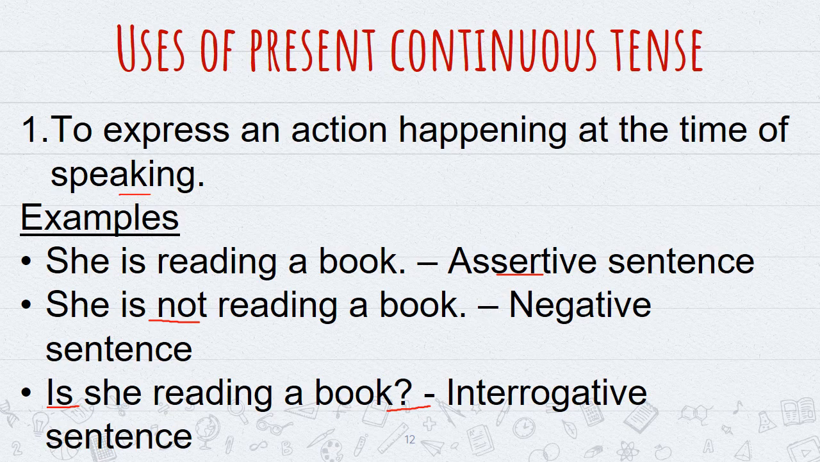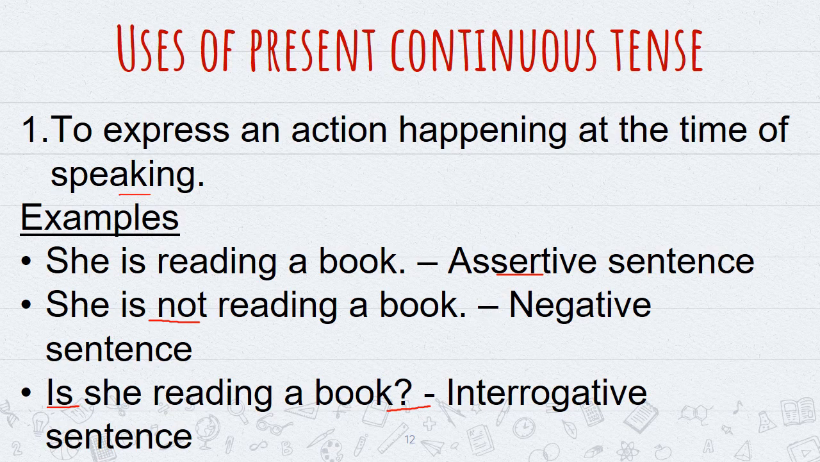Now the question is, where do we use present continuous tense, or uses of present continuous tense? Let us see. To express an action happening at the time of speaking. For example, she is reading a book. This is an assertive sentence. If I say she is not reading a book, this is a negative sentence. Or if I say is she reading a book, that is an interrogative sentence.